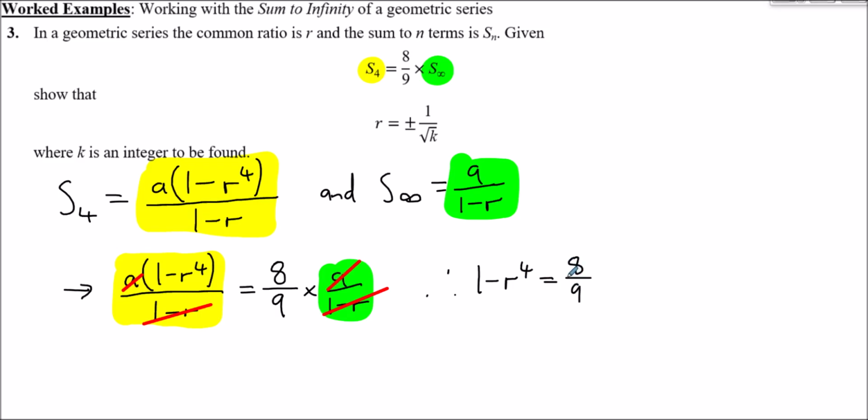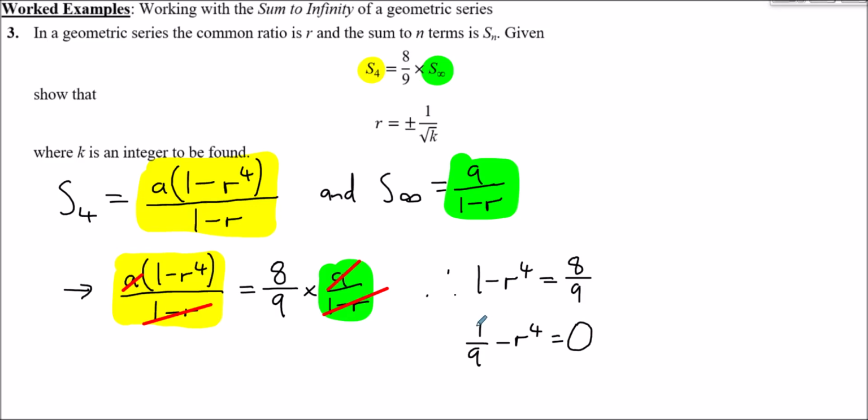Then what we can do is get everything onto one side of the equation. And this is a show that question, so if we can refrain from button bashing, that's all the better, because you need to show clearly, because the question is saying show that. So if I take 8/9 from both sides, I get 1/9 minus r to the 4 equals 0.